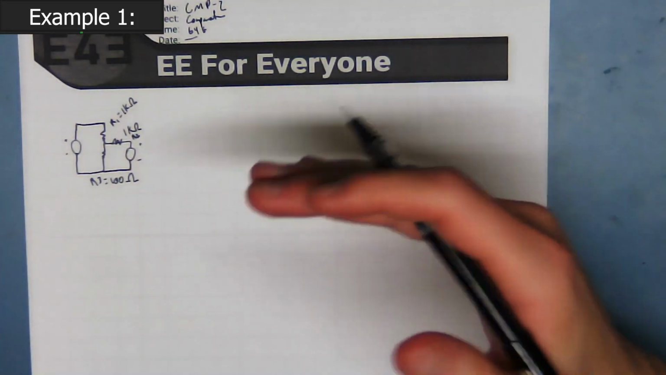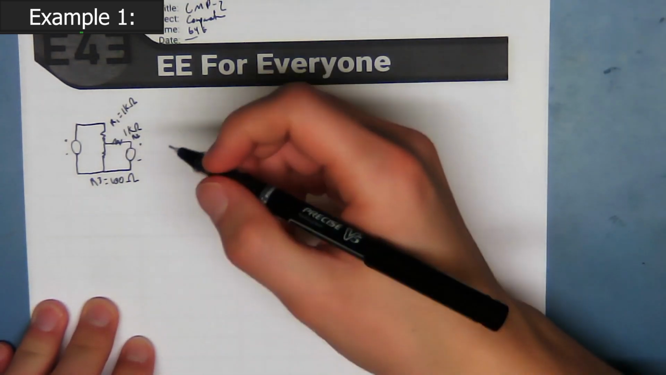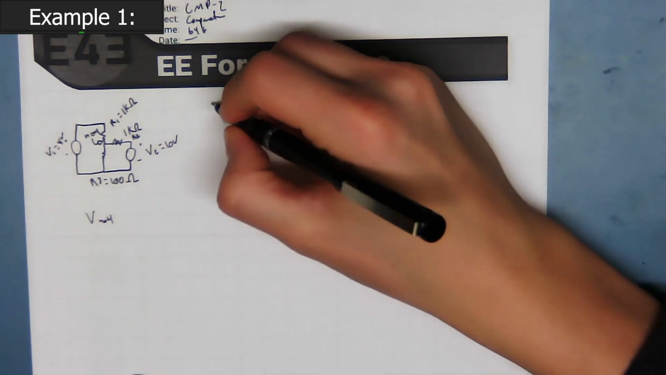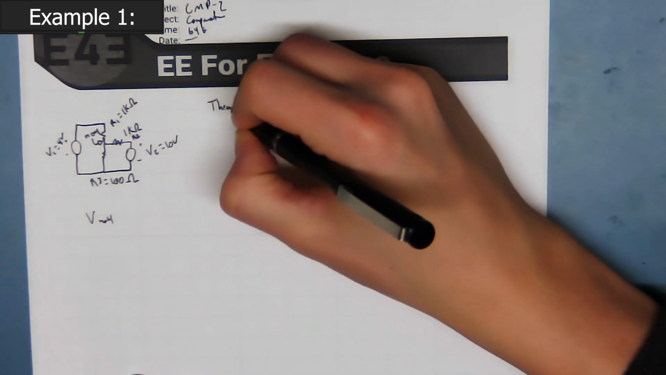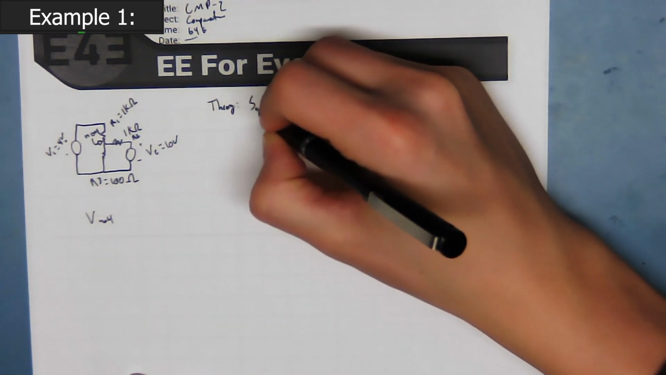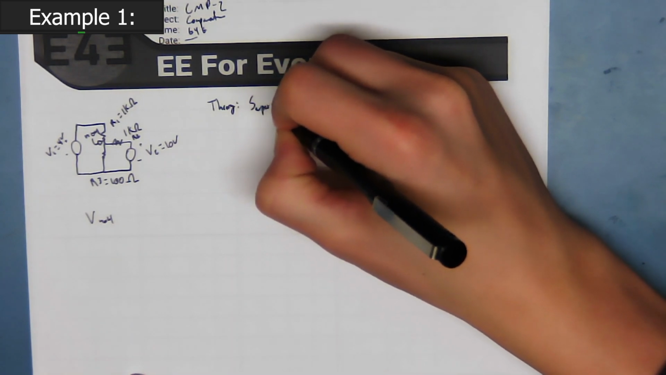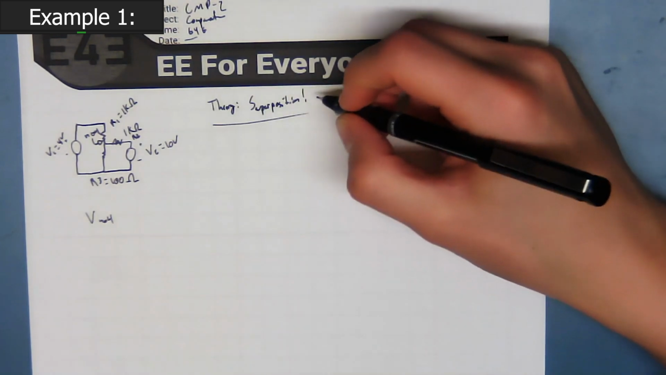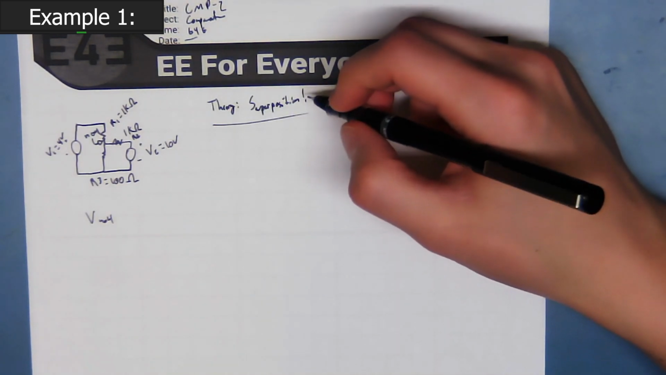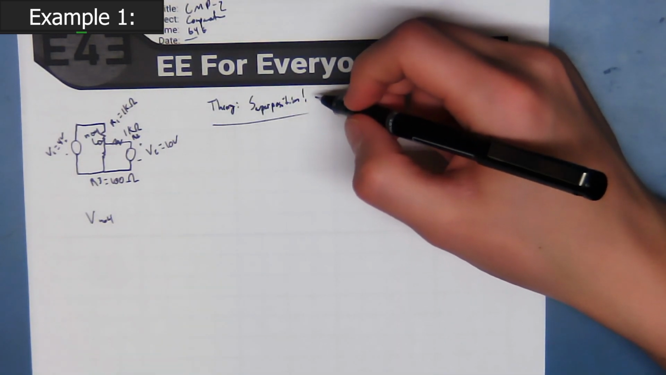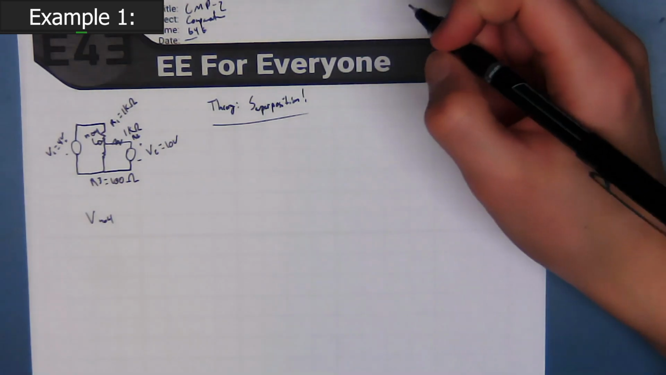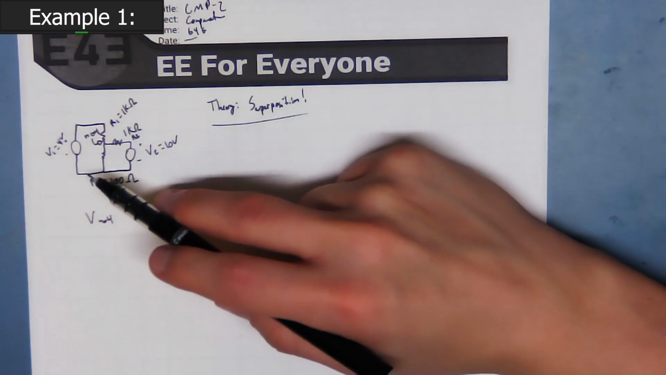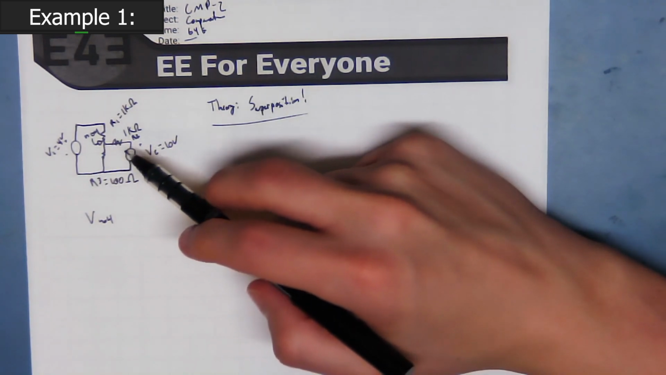Excellent. And then our task is to find V4. Today we're going to be applying a theory, and this theory is known as superposition. Superposition is a general way to apply our basic knowledge of V equals I times R, or Ohm's law, to evaluate one of these sources at a time and then continue.